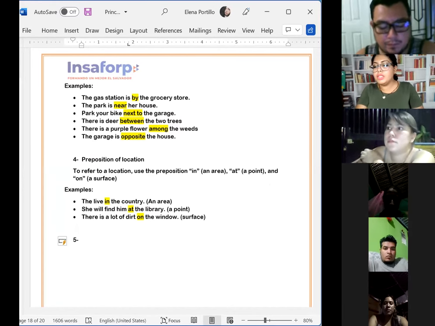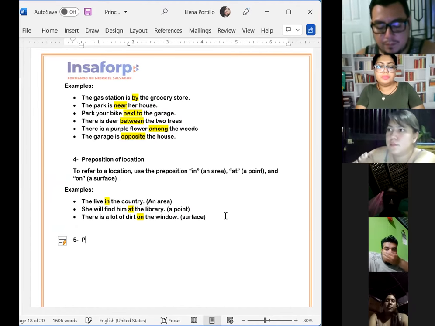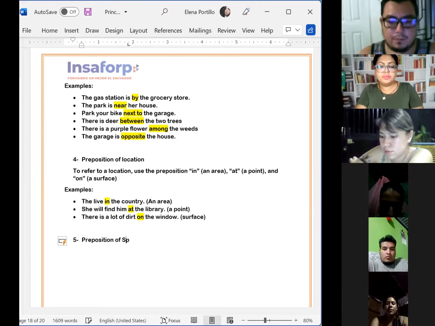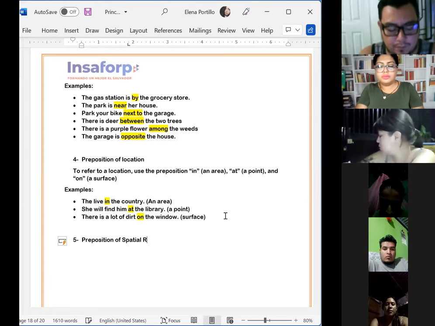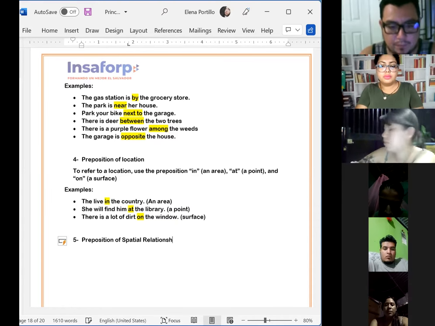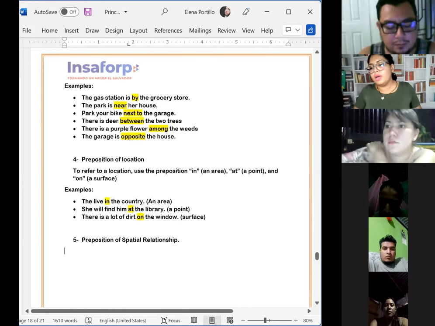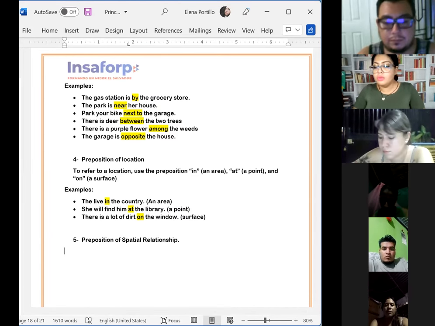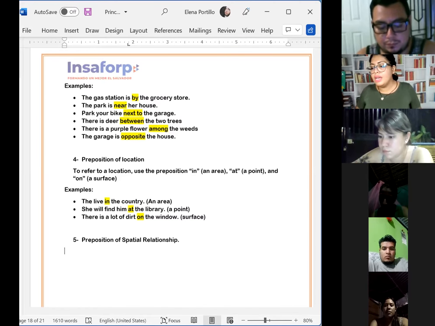And it says, preposition of a spatial relationship. And it says, to refer to a spatial relationship, use the preposition above, across, against, ahead of, along, among, around, behind, and below. And two others, a preposition that we have.